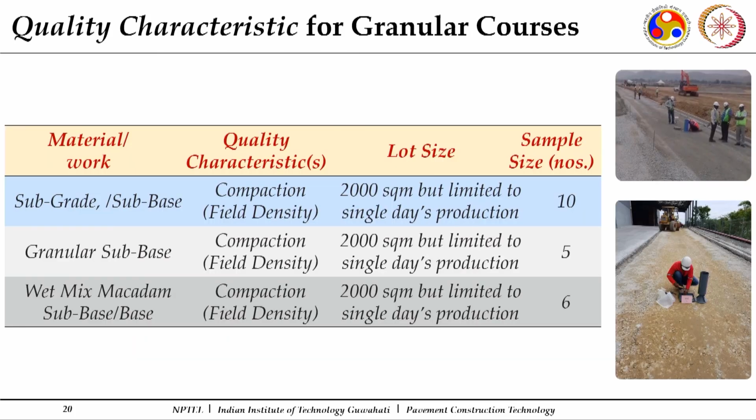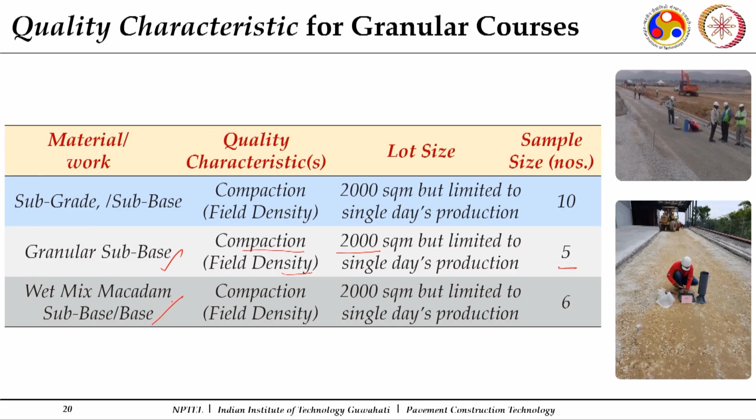Now, similarly, these quality characteristics are to be ensured for granular courses also. If I am using a material, say, for granular sub-base course, then for compaction, the specific characteristic ensured is field density, to give acceptance, rejection or any rework which is allowed. Here it mentions again 2000 square meter is good enough, and we can go for 5 samples in that case.